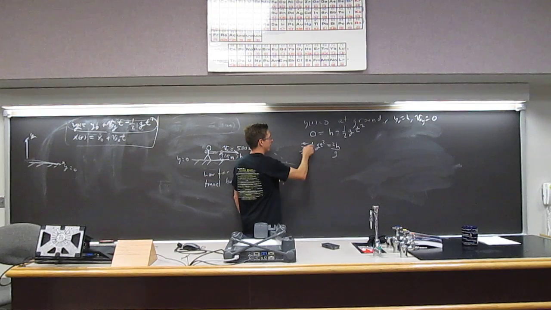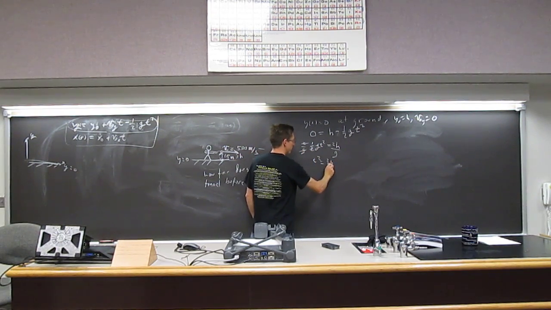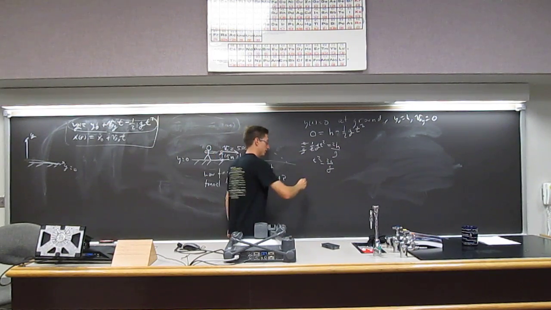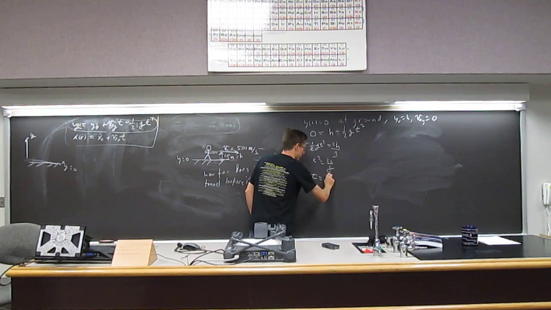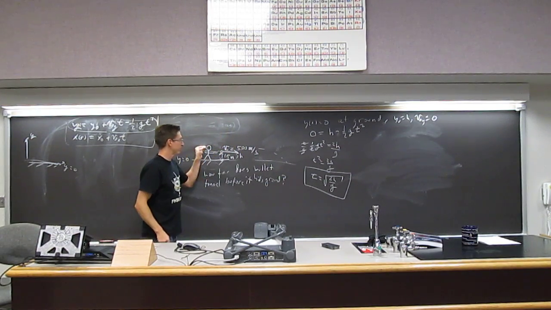This 2 would cancel here, that t with this. So t squared is 2h over g. Take the square root and take the positive time. t is the square root of 2h over g. By the way, that's the same amount of time as if I just dropped this.